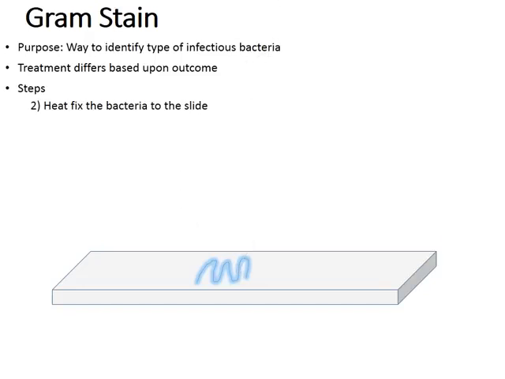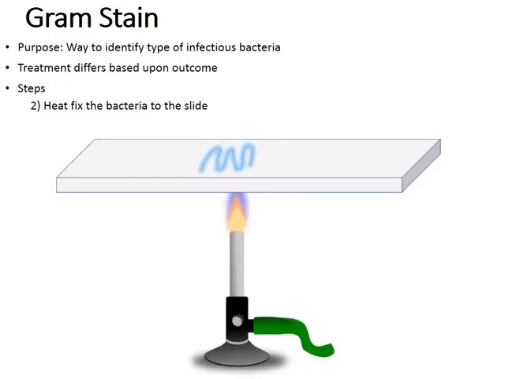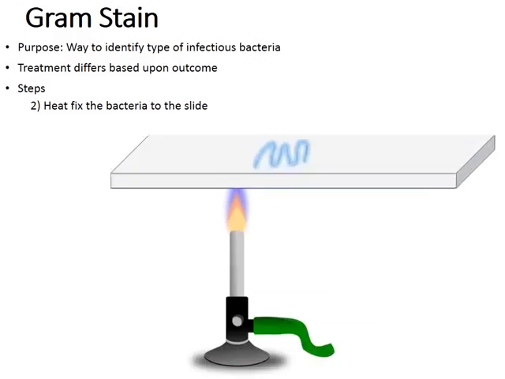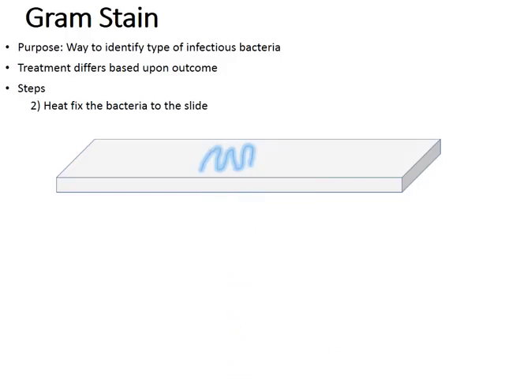The next step is to fix the bacteria to the slide so they don't get washed away when we do the upcoming steps in the gram stain. We're going to do that by taking our glass slide and passing it over an open flame a few times, and the heat will fix the bacteria to the slide. As I said, this way they don't get washed away when we start using some of the chemicals in the latter steps.